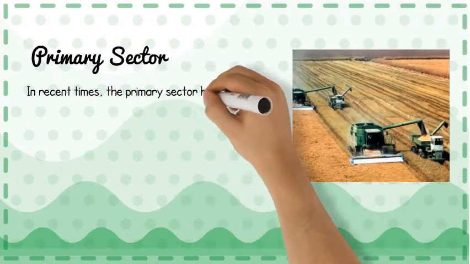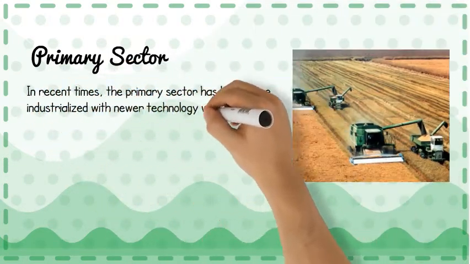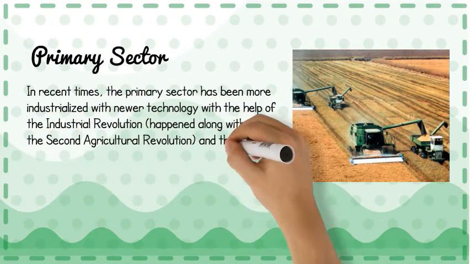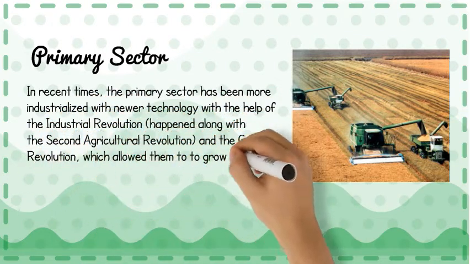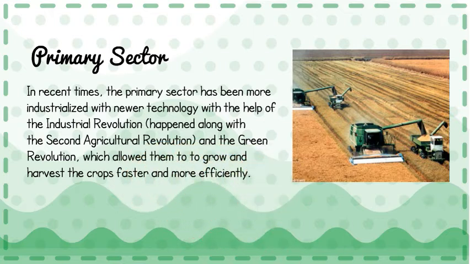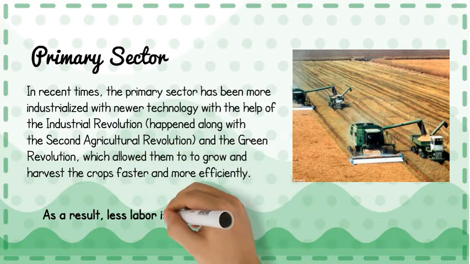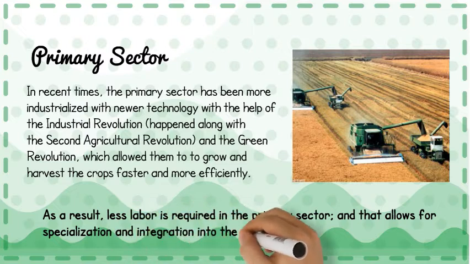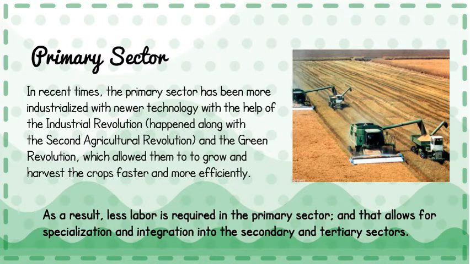In recent times, the primary sector has been more industrialized with newer technology with the help of the Industrial Revolution and the Green Revolution, which allowed them to grow and harvest the crops faster and more efficiently. As a result, less labor is required in the primary sector, and that allows for specialization and integration into the secondary and tertiary sectors.